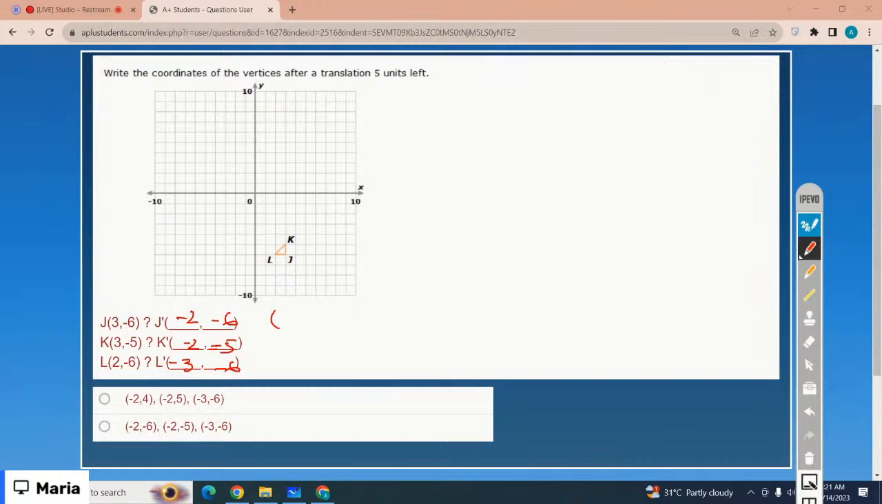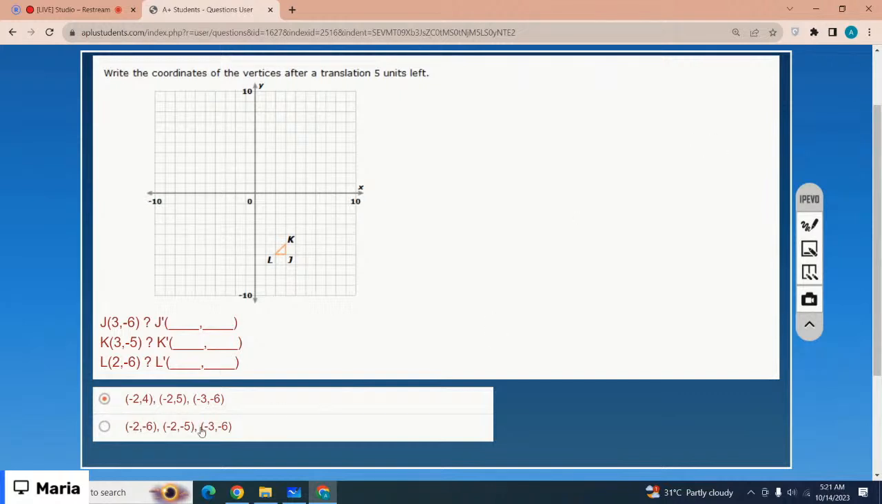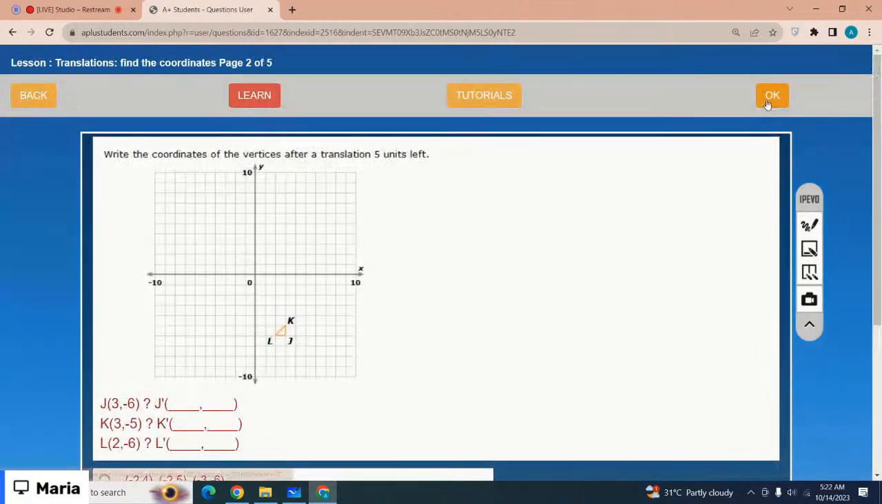So option number 1 is the correct option. No, option 2 is the correct option because just x coordinates change, y coordinates must be the same. Negative 6, negative 5, negative 6. So the second one is the correct option, right?